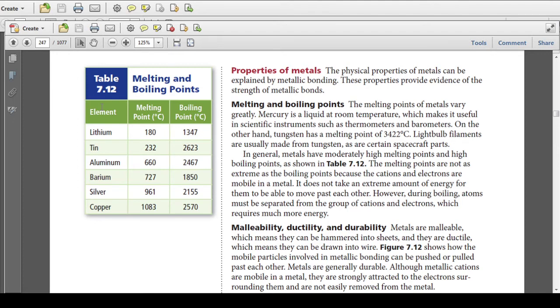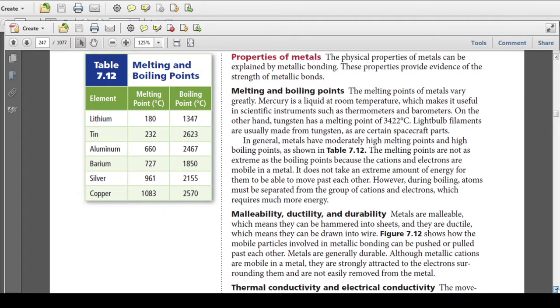The melting points are not as extreme as the boiling points because the cations and electrons are mobile in a metal. It does not take an extreme amount of energy for them to be able to move past each other. However, during boiling, atoms must be separated from the attraction of cations and electrons, which requires much more energy.